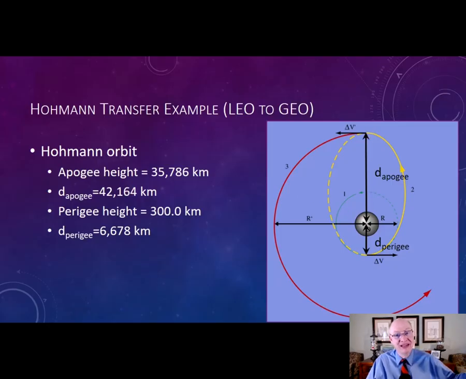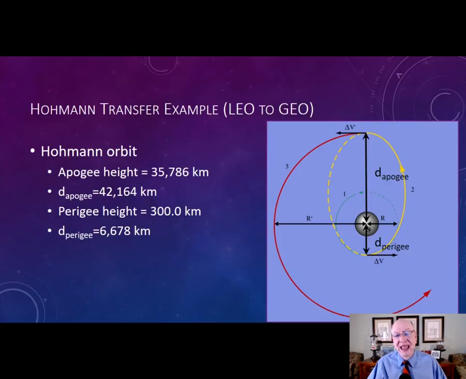You might remember calculating that in the last lecture. So to be up here, geostationary orbit, that's just the distance from the center of the Earth. Down here at perigee, we said that you were at an orbital height of 300 kilometers, which means the distance from the center of the Earth is 6,678 kilometers, assuming the radius of the Earth that we always assume in spaceflight, which is 6,378.